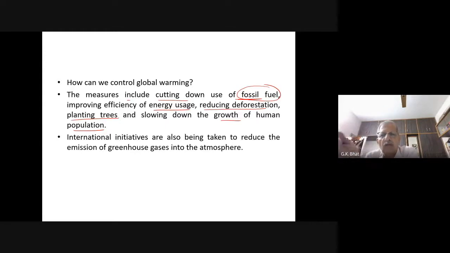We must always know that it is with the grace of our elders that we are living now. And we have to leave such an atmosphere, such conditions, for our future generations also. International initiatives are also being taken to reduce the emission of greenhouse gases into the atmosphere.